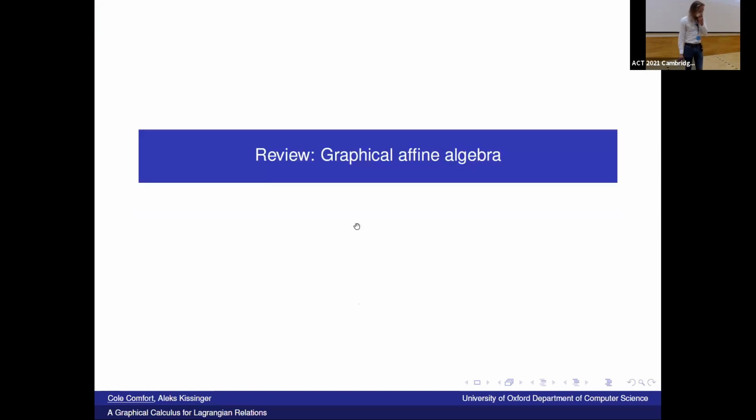Okay, so I've talked about graphical Lagrangian algebra, and I've talked about linear algebra, but I've been alluding to this affine stuff and haven't really said much about it. So in this section, I'm going to go over the work that was done in this paper on graphical affine algebra, just for a quick review.